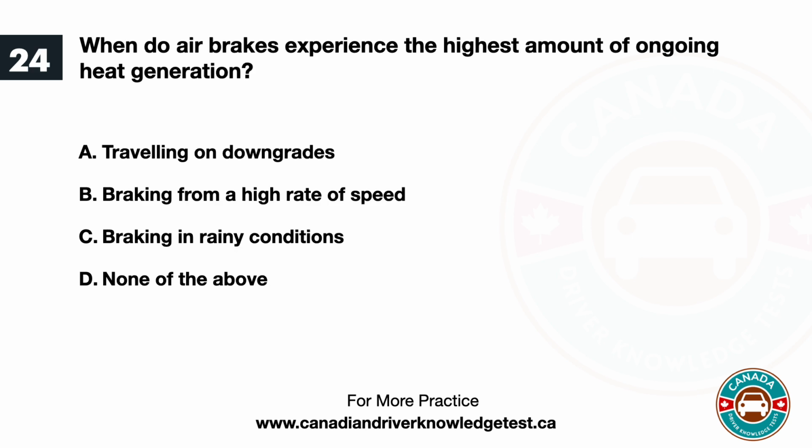Question 24. When do air brakes experience the highest amount of ongoing heat generation? A. Traveling on downgrades. B. Braking from a high rate of speed. C. Braking in rainy conditions. D. None of the above. The answer is A. Traveling on downgrades.